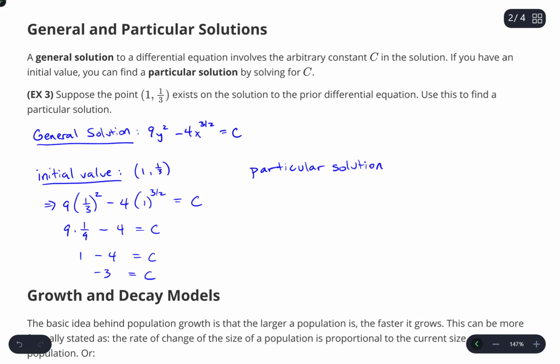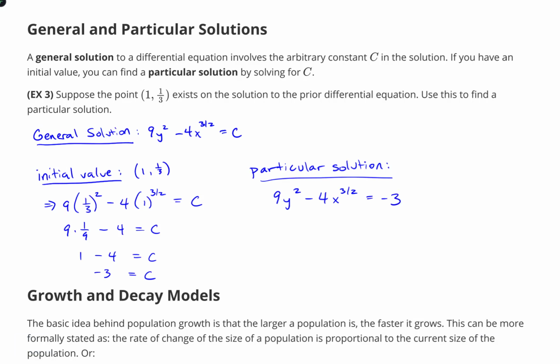That particular solution is 9y squared minus 4x to the 3 halves equals -3. And of all the curves that represent the general solution for this differential, this is the only one that passes through the point 1 and 1/3.